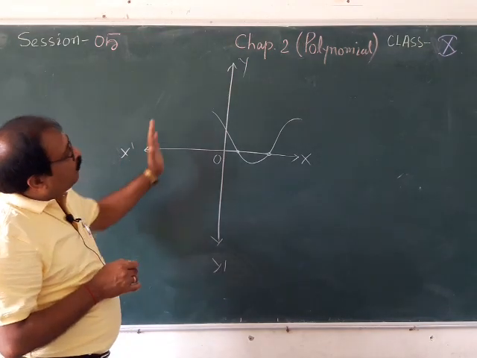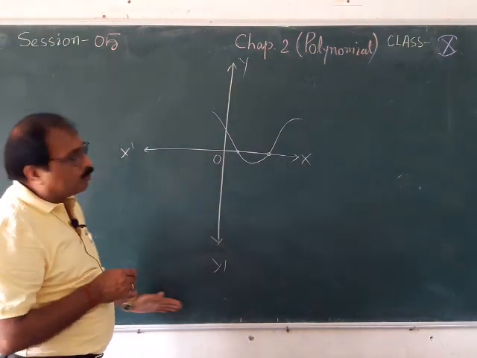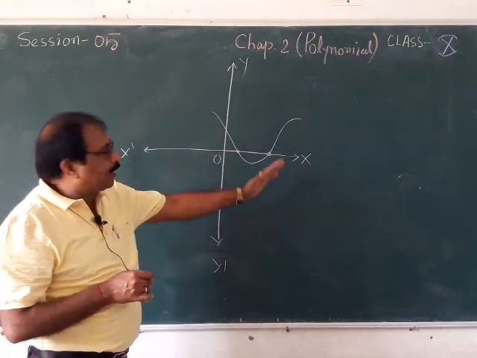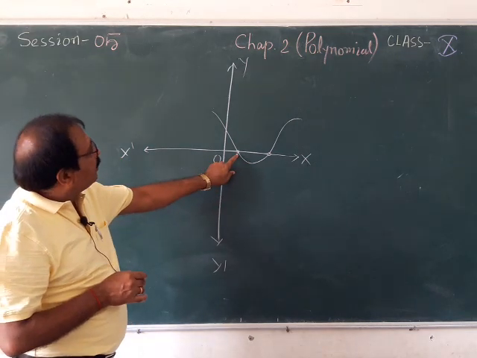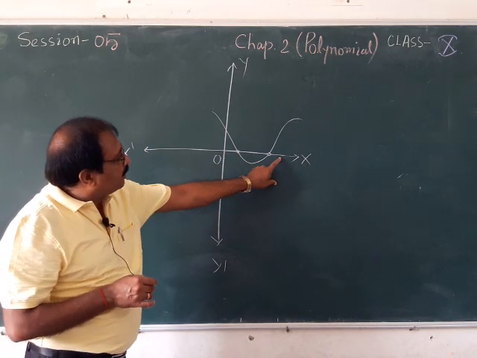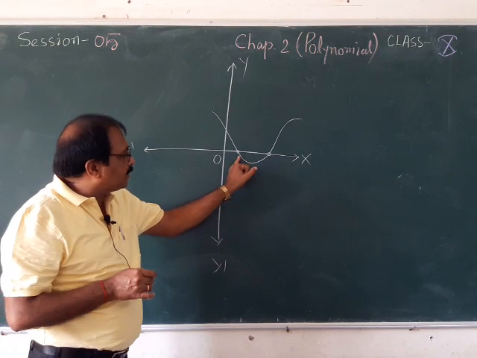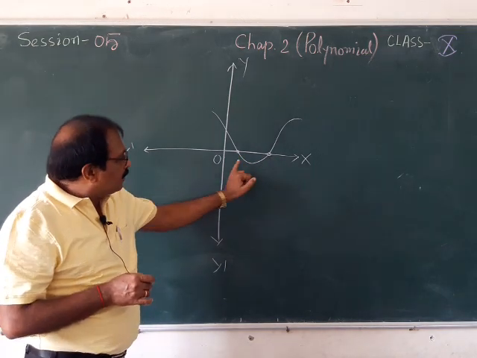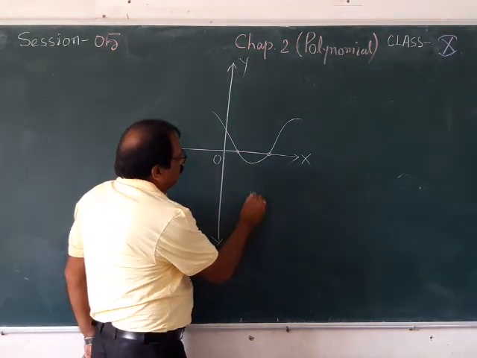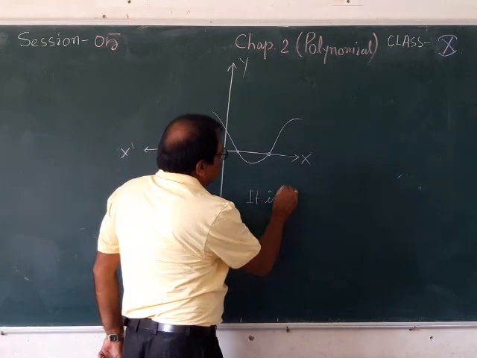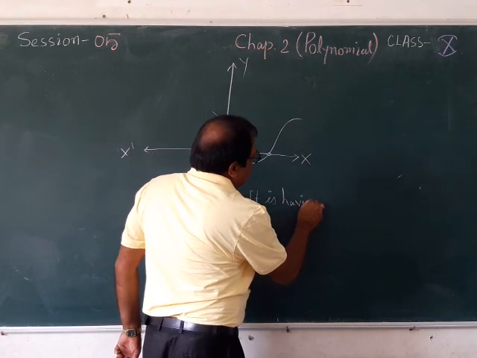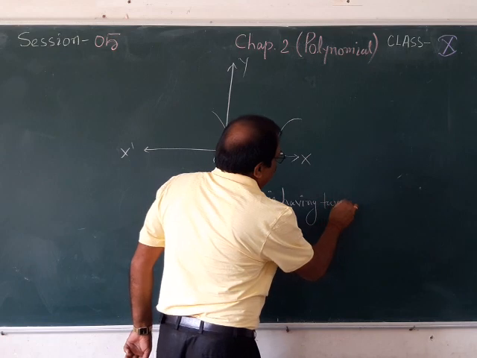Suppose one graph I have drawn like that, and by looking at the graph I want to decide how many zeros are there. How many zeros are there? Then you can say: it is intersecting the x axis at how many points? Exactly 2 points. That means it is having 2 zeros.